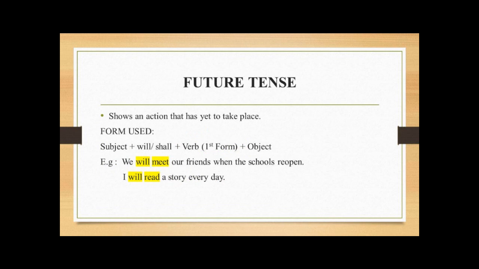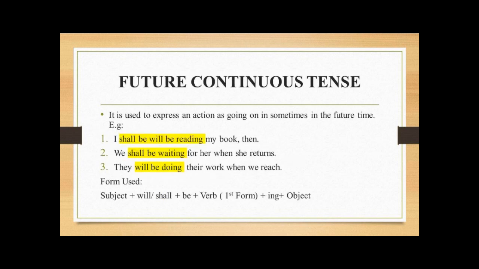Now let's come to the future tense. You've already done that future tense shows an action that has yet to take place, and the form used is subject plus will or shall plus first form of the verb plus object. For example, we will meet our friends when the schools reopen. I will read a story every day.